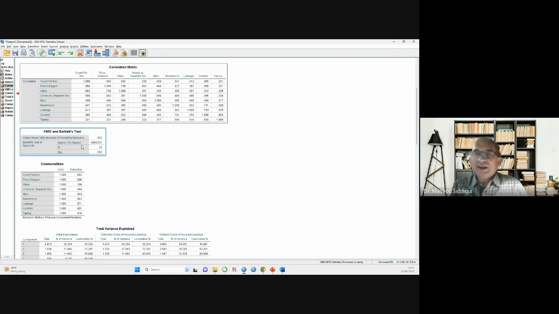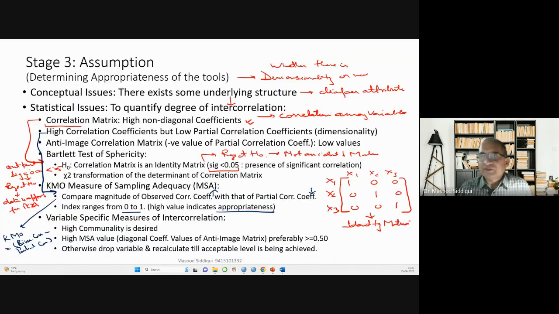So now we have discussed only the overall data. Now we are considering the individual variables also. It is possible that the overall data may be appropriate, but it is not necessary that all the variables are appropriate for the principal component. So now I am explaining one more concept.